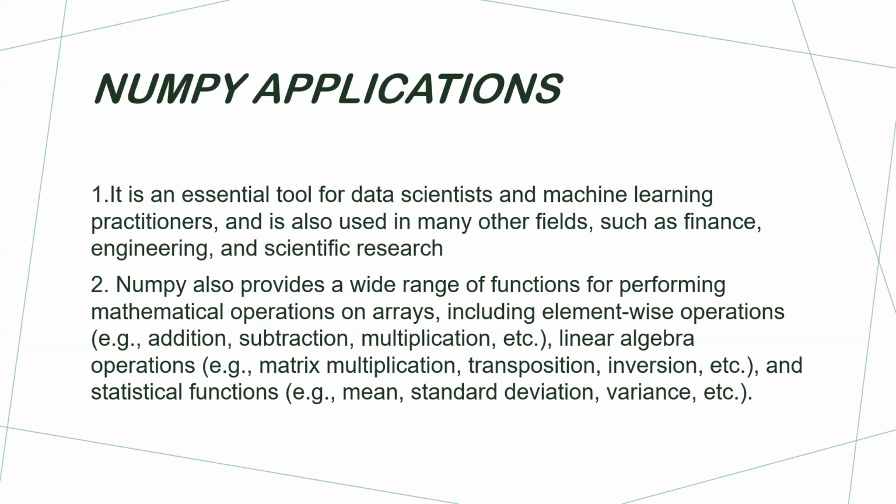How to access 2D arrays? To access elements from 2D arrays, we can use comma separated integers representing the dimension and the index of the element. Think of 2D arrays like a table with rows and columns, where the dimension represents the row and the index represents the column.